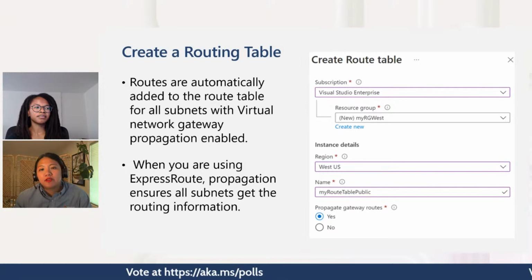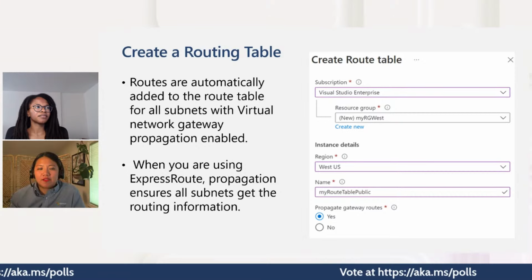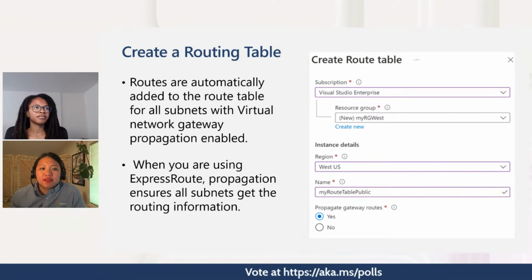A note is that when you're using ExpressRoute, the propagation ensures that all the subnets will get that routing information to the routing table.